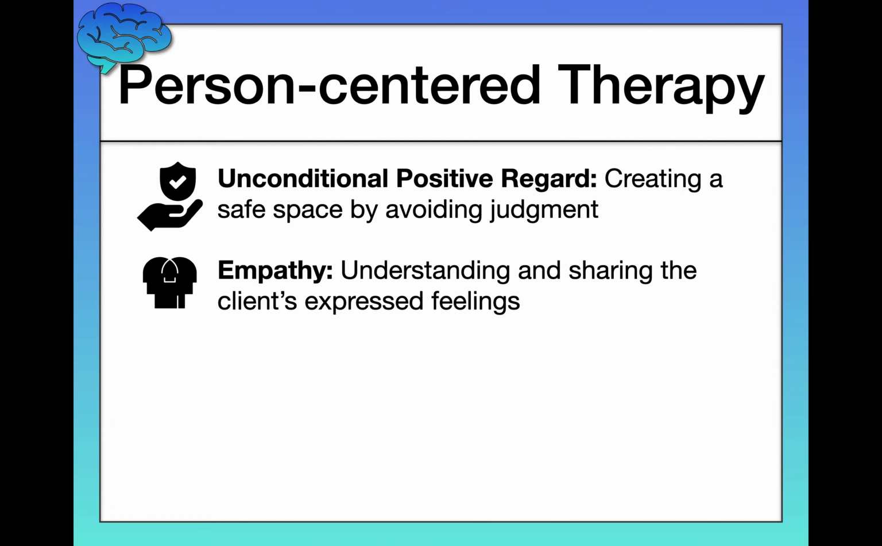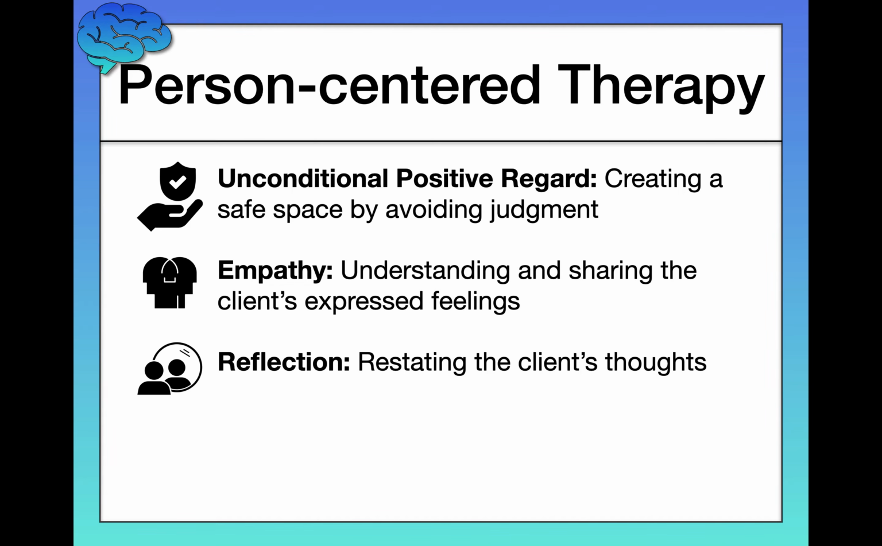Empathy, a second principle here, understanding and sharing the client's expressed feelings. This is really important, again, to creating a safe space and to showing that you understand what they're saying and what they're going through. Third, we have reflection. This is a restating of the client's thoughts. Again, you're not actually providing any advice here. You're not telling them what they're thinking or interpreting their thoughts or telling them what it means. You're restating it. You're just identifying that. In so doing, helping them to really bring it to the forefront, to understand it, and to be able to process it. This is reflection.